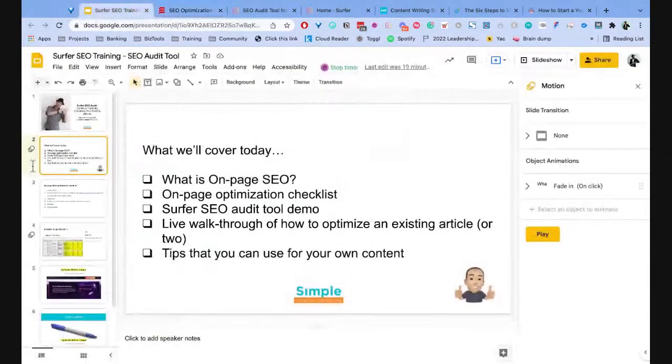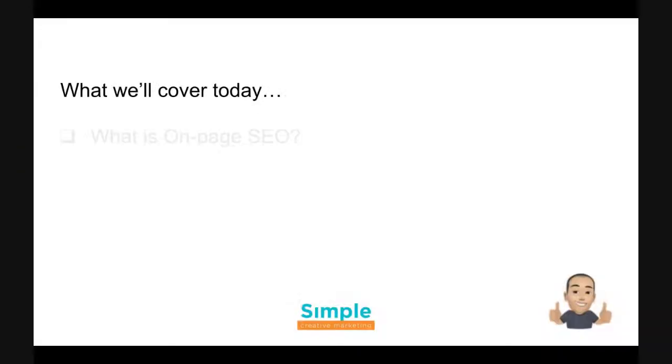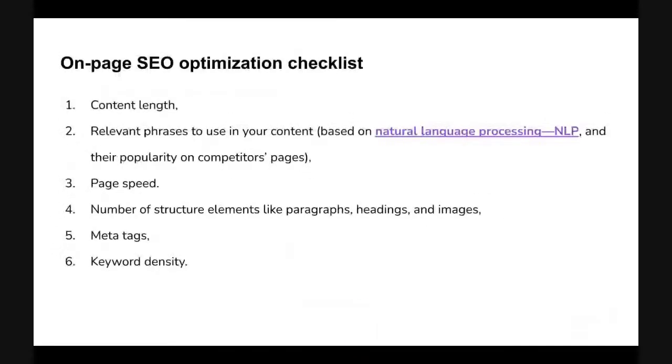All right, guys, so let's bring up our optimization checklist. When you are optimizing your web pages or your article pages for on-page search engine optimization, there are 6 key things that you really want to prioritize and look for.